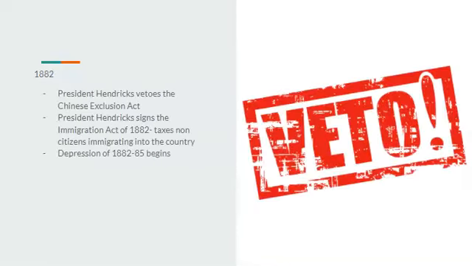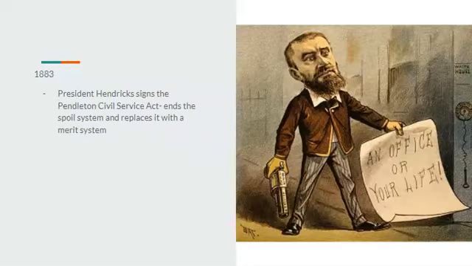1881, there is nothing noteworthy. 1882, President Hendricks would veto the Chinese Exclusion Act, which would have restricted Chinese immigration. President Hendricks does sign the Immigration Act of 1882, however, he kind of like, hey, I veto this, but I'll sign this kind of thing. He taxes non-citizens. It's pretty much an entry tax for non-citizens immigrating into the country. And also at the end of this year, the Depression of 1882 to 1885 would begin, which drops Hendricks' popularity.